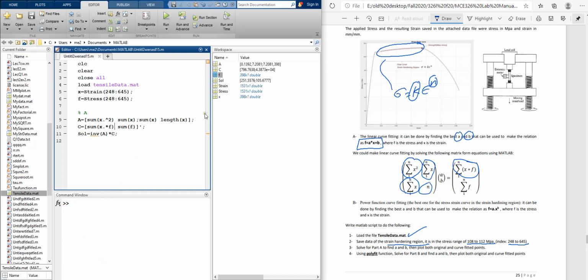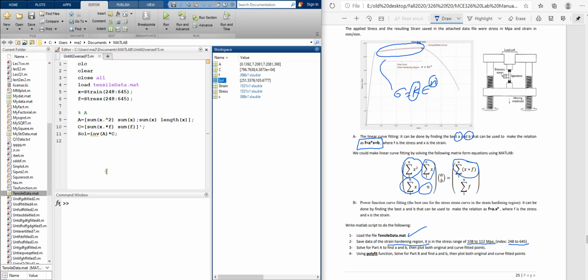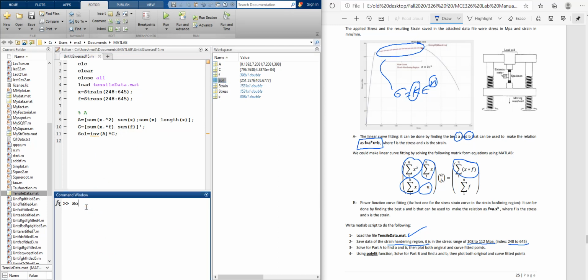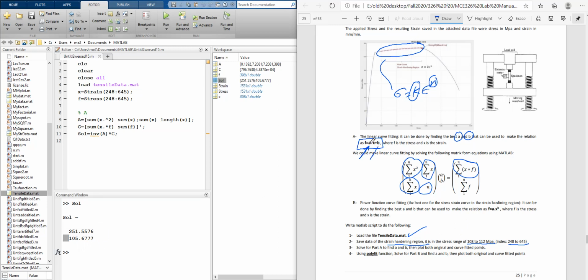I'm waiting. We got the solution. This is the solution, by the way, guys. Write SOL. What is the solution? We have two values, 251 and 105. What are they? They are the values of A, as you see here, and the value of B. So now I know what's the relation.